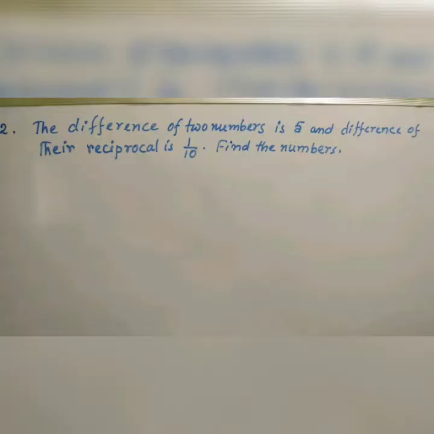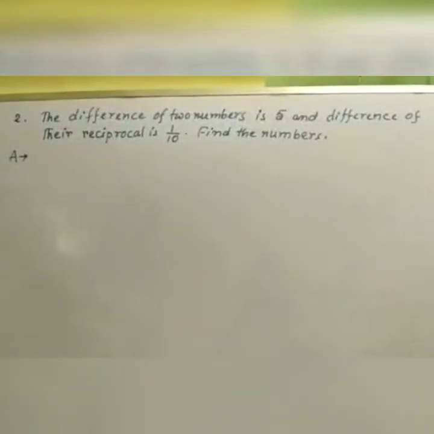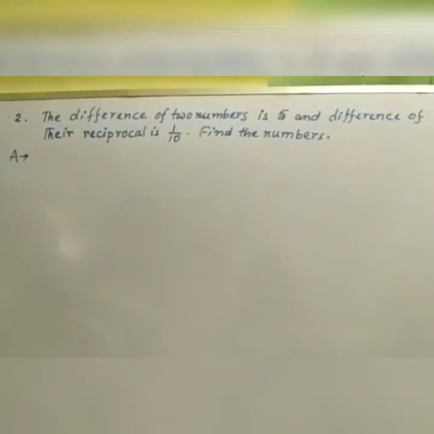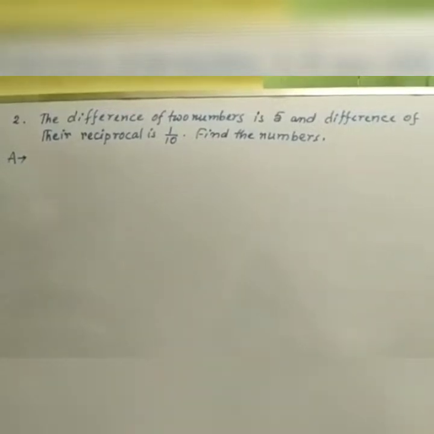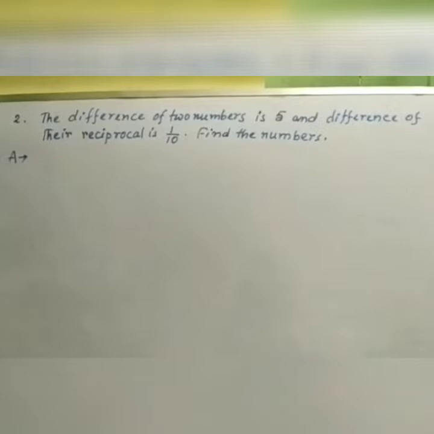Question number 2. The difference of two numbers is 5 and the difference of their reciprocals is 1 by 10. Find the numbers. These are the two conditions given. As the difference of the two numbers is 5, we will take one number as x, then the other number will be x plus 5.